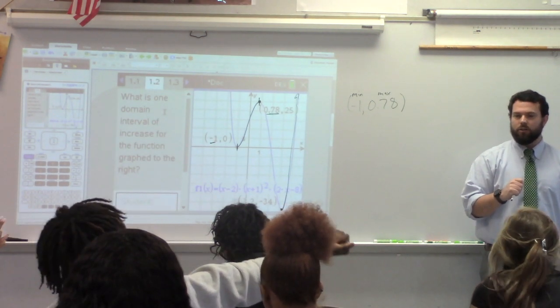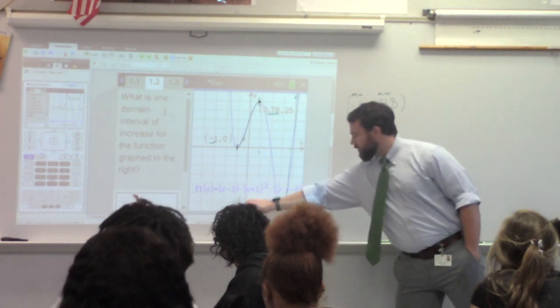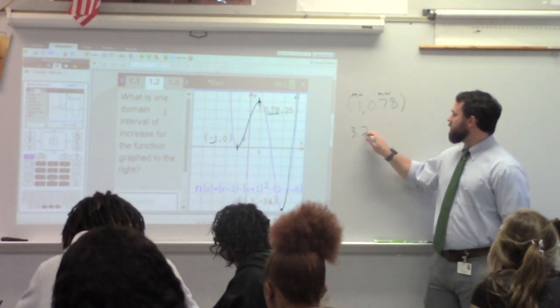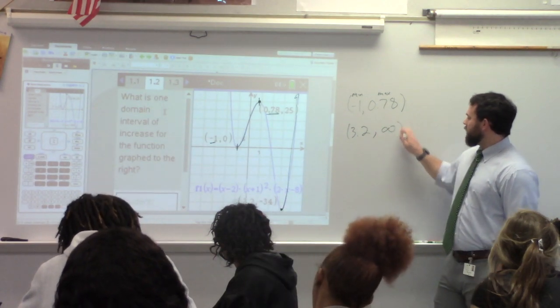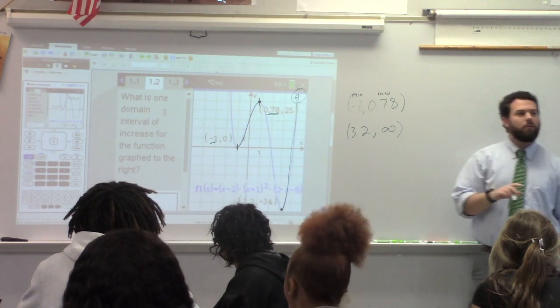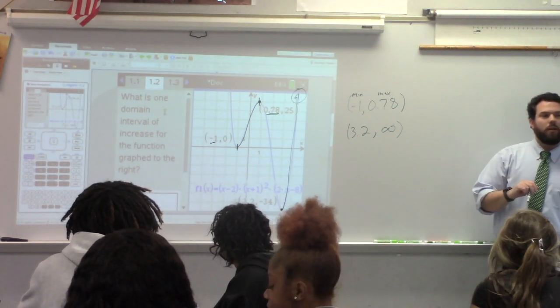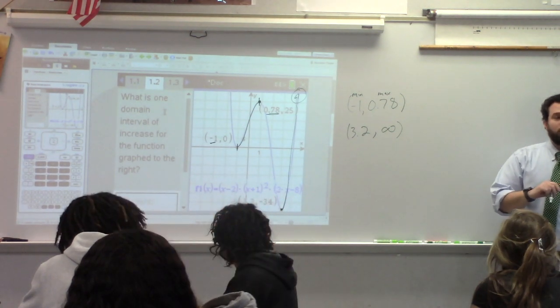Where would be the other domain interval of increase? It starts at that x value of 3.2. Okay. Is it going to positive infinity because this is going up? Say no. Why not, Cole? Because it's also going... Say it again. It's also going to the right.